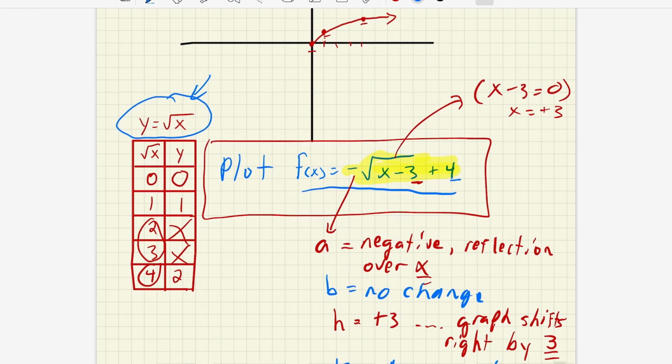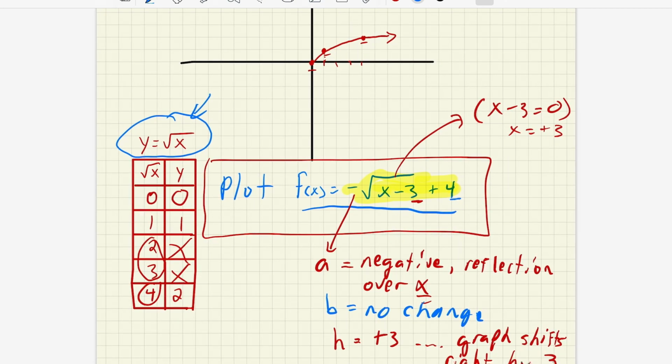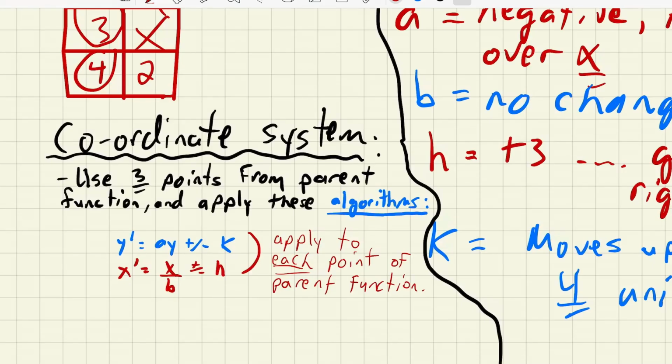So there's 2 ways that we could do this here once we have all this information. We can either take this and apply it directly to the graph above, or we can apply it to what we call the coordinate system. And so the way the coordinate system works is that we use 3 points from the parent function and apply these algorithms or these formulas. Algorithm is really just a fancy word for formula.